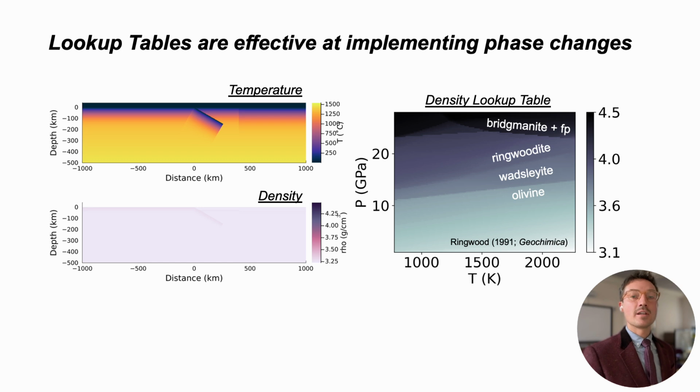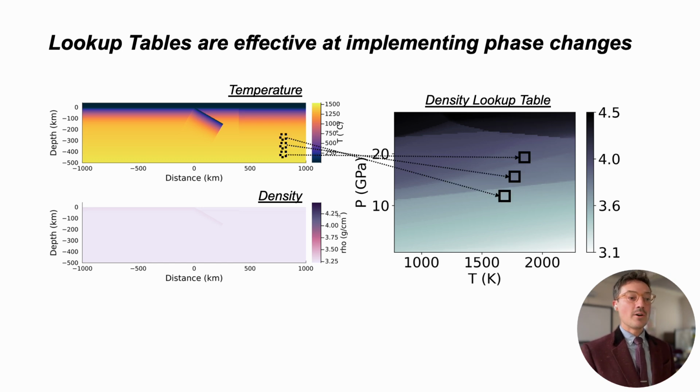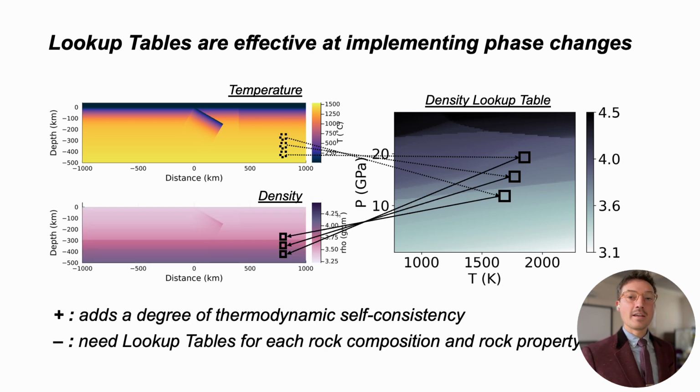For example, our lookup table for mantle rock shows that density increases with depth as major mantle phases like olivine transition into denser phases. Since we know the pressure and temperature at each node in our model, we can look up what the density should be and then map that back to our model.